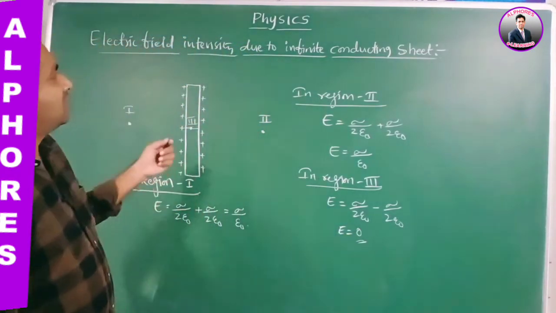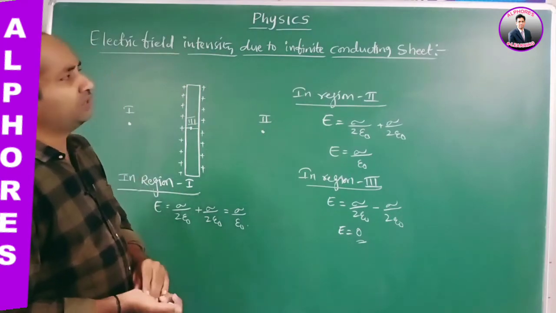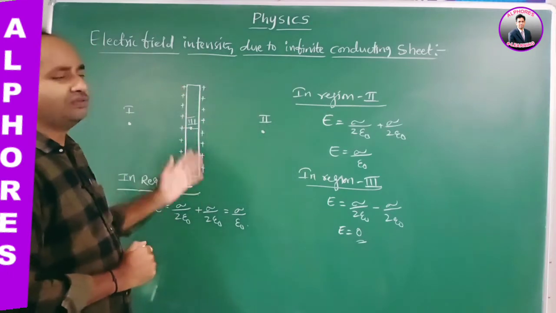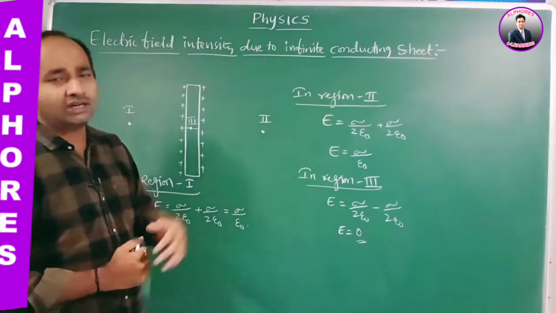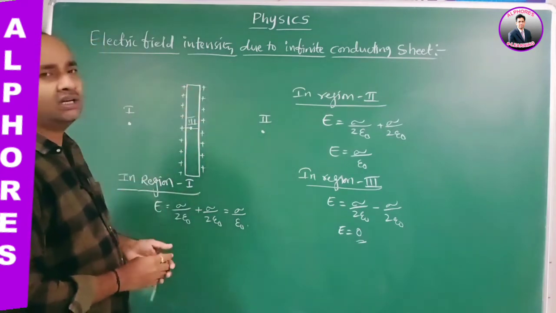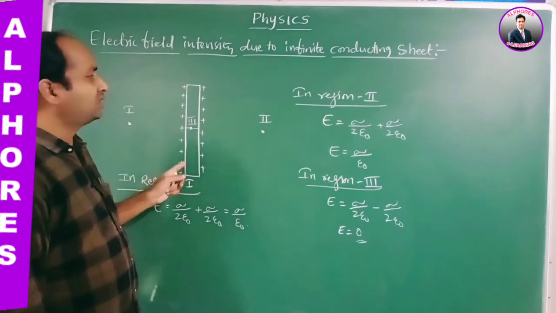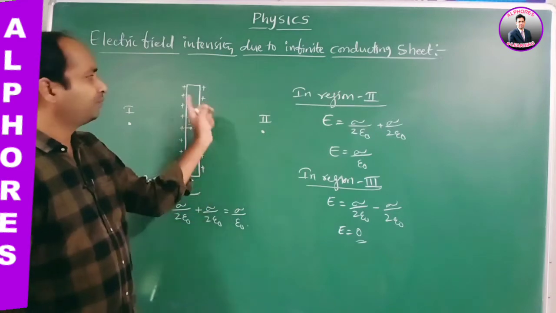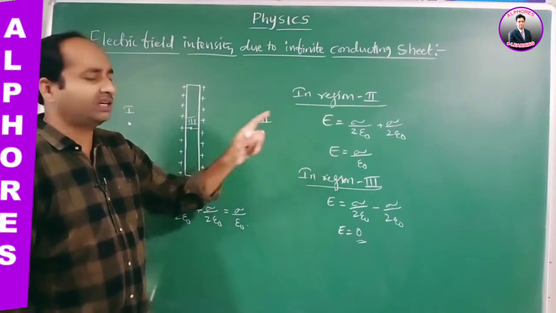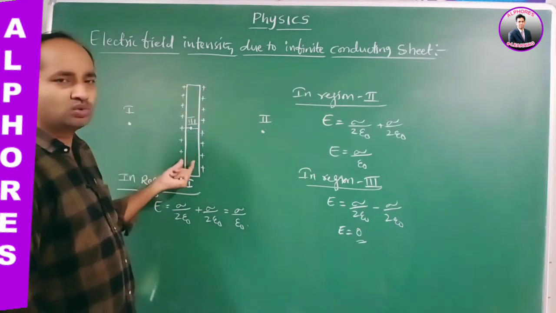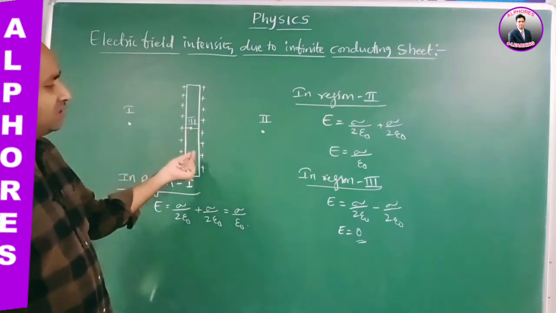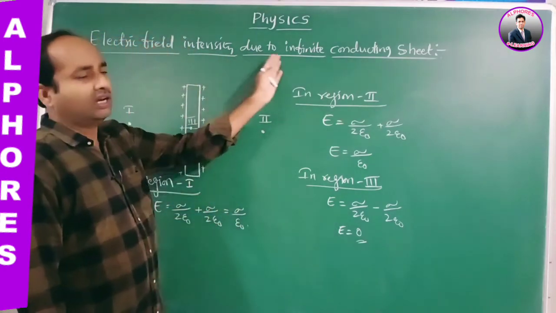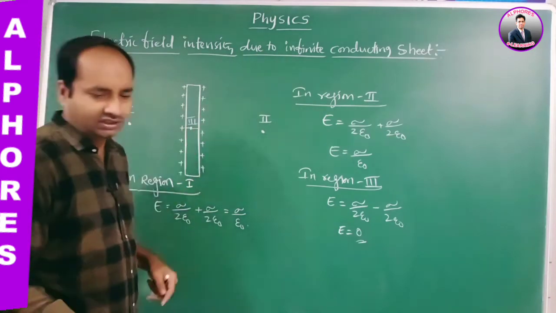So this is about the electric field intensity due to an infinite conducting plane sheet, which is also uniformly charged. The conducting sheet is nothing but the charge resides only on the surface. In region 1, the electric field intensity is sigma by epsilon naught. In region 2 also, the electric field intensity is sigma by epsilon naught. But in between these two, the electric field intensity becomes 0. This is about the electric field due to an infinite conducting sheet.